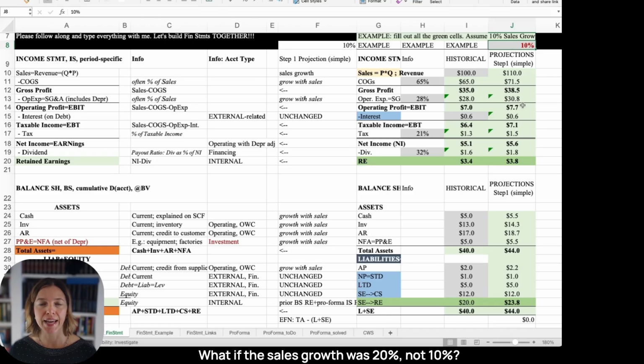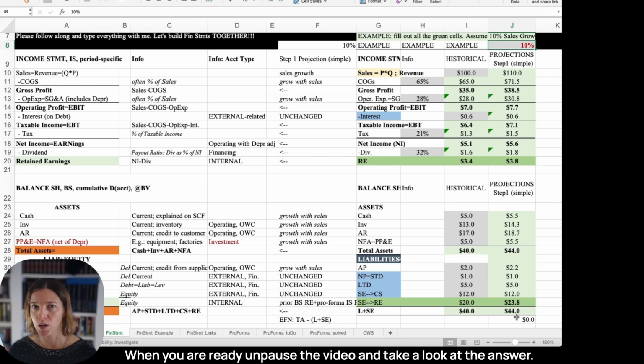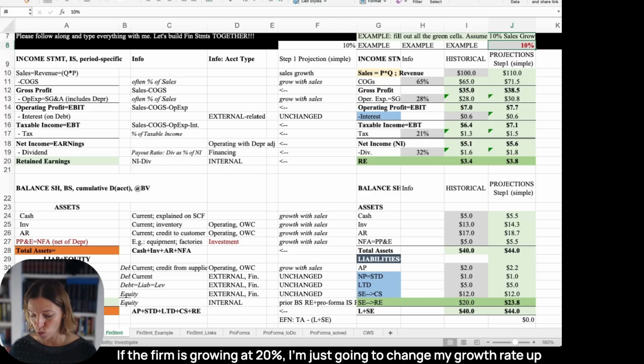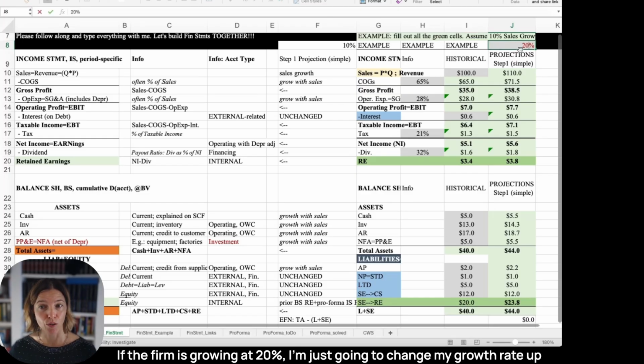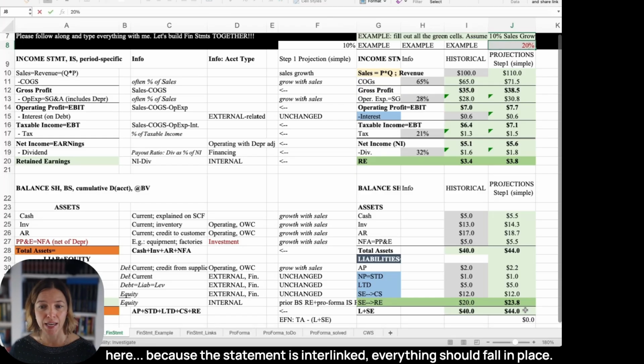What if the sales growth was 20%, not 10%? Do you think this firm would need to borrow external funds? Take a moment to think about it. When you're ready, unpause the video and take a look at the answer. If the firm is growing at 20%, I'm just going to change my growth rate up here because the statement is interlinked. Everything should fall in place.